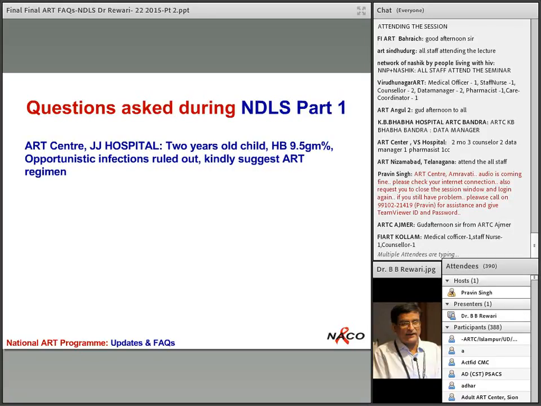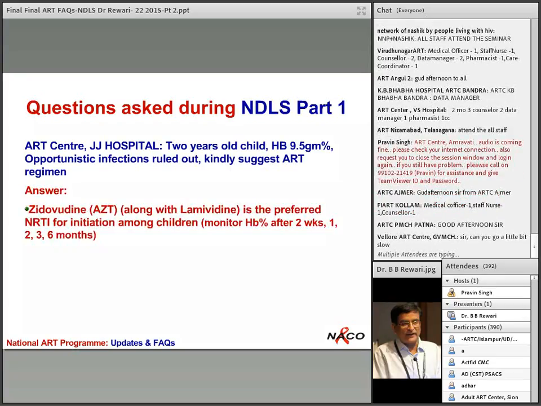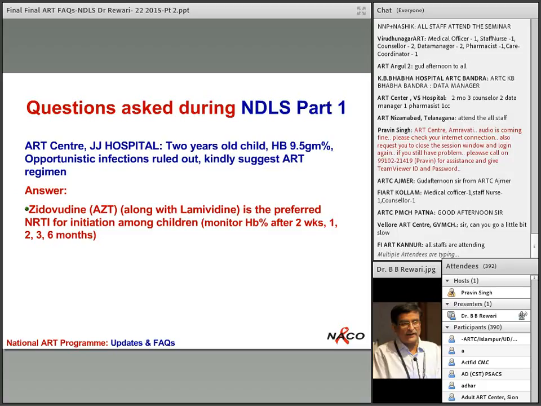I think it is very clear from the pediatric regimen that I have shown that zidovudine is the preferred NRTI. Hemoglobin is 9.5, which is just on the margin. So you have to monitor hemoglobin after 2 weeks, 1, 2, or 3 and 6 months. This is for all patients, adults and children, who are initiated on zidovudine.